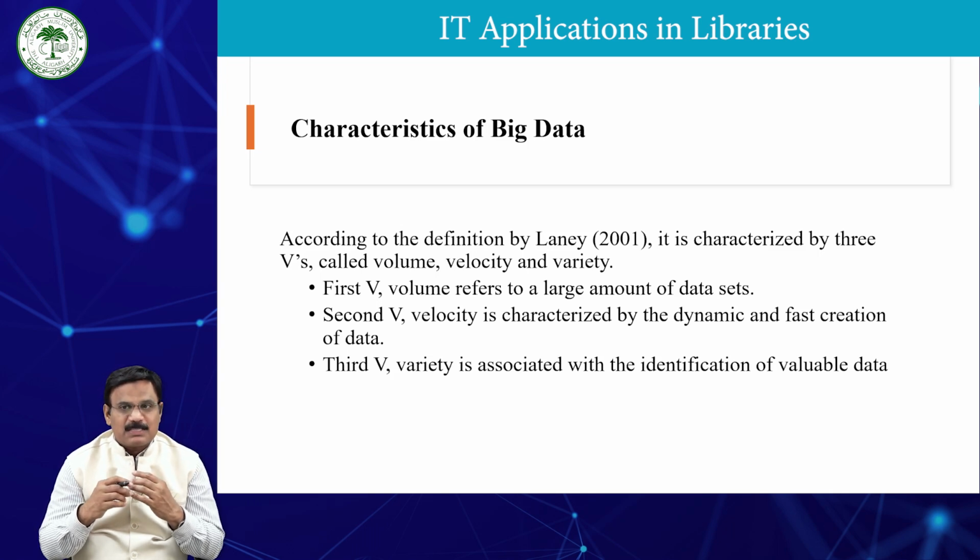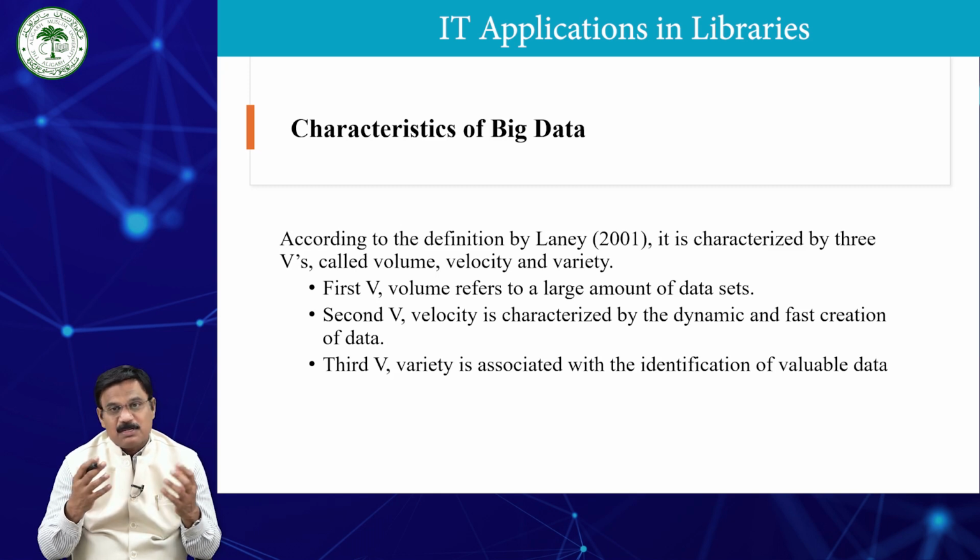It includes structured, semi-structured, and unstructured data. For example, terabytes to zettabytes of data generated from diverse sources such as social media, IoT devices, transactions, emails, sensors, etc. The second V stands for velocity, which refers to the speed at which data is generated, processed, and analyzed in real time or near real time.